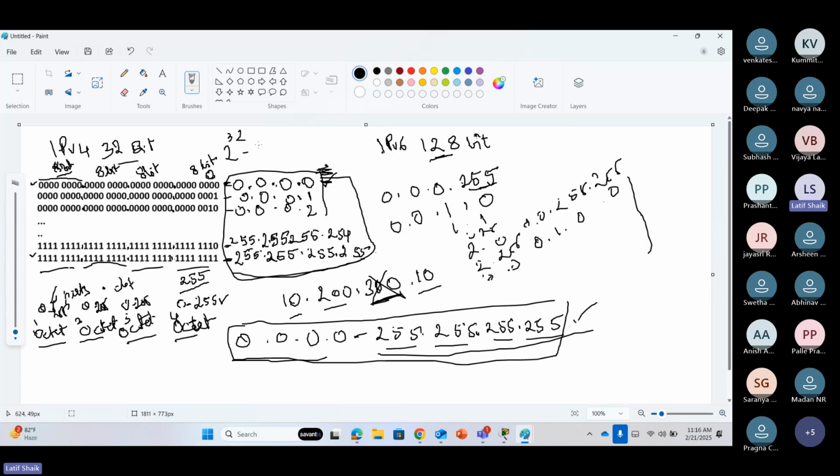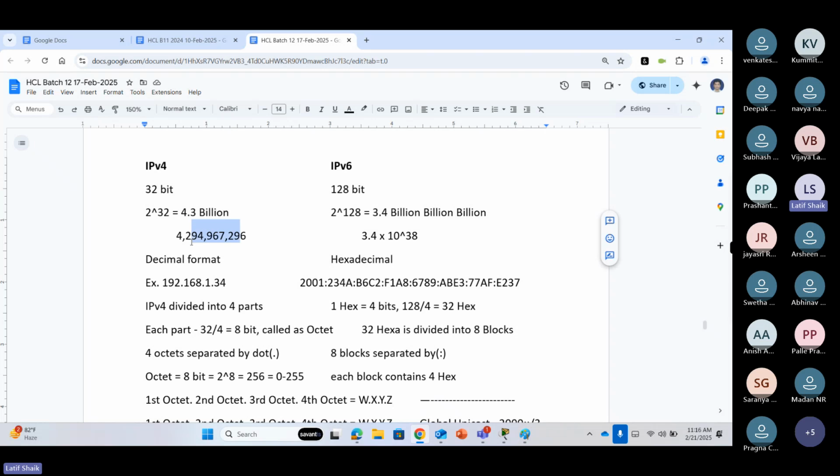Okay, it's around 4.3 billion IP addresses. 4.3 billion means 430 crores. Okay, 4.3 billion IP addresses are there. The exact number is 2 to the power of 32. This is the exact number. It is around 4.3 billion IP addresses.